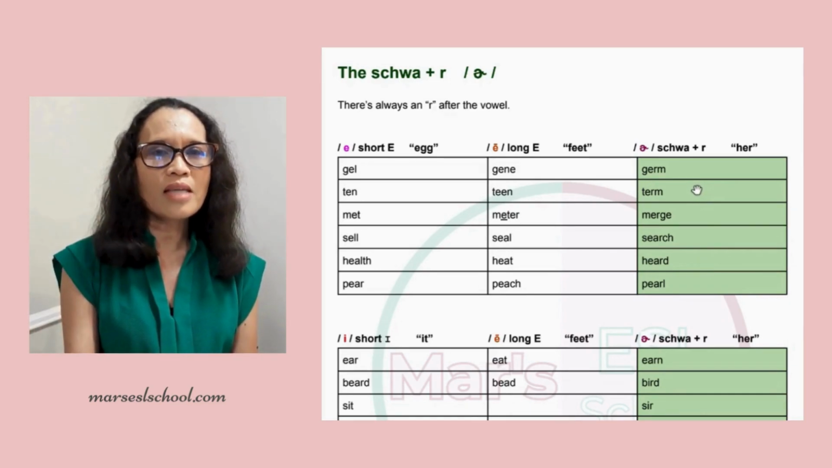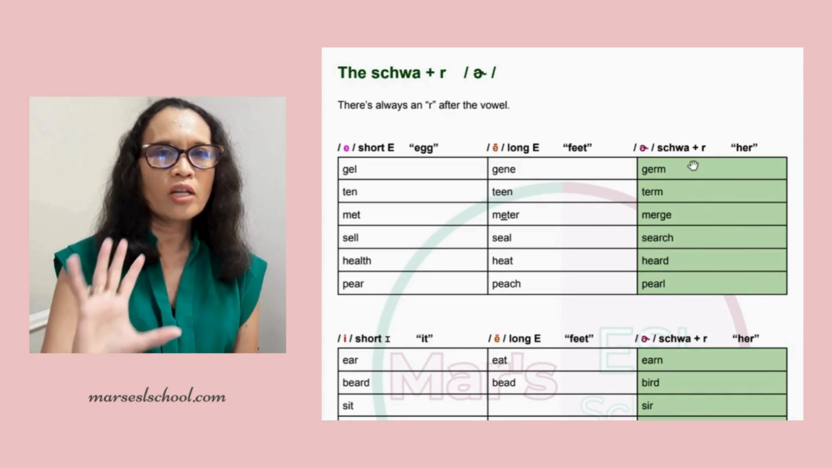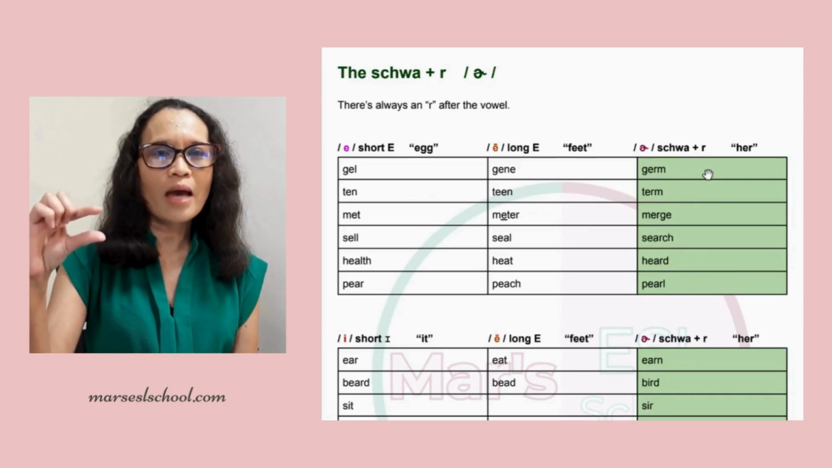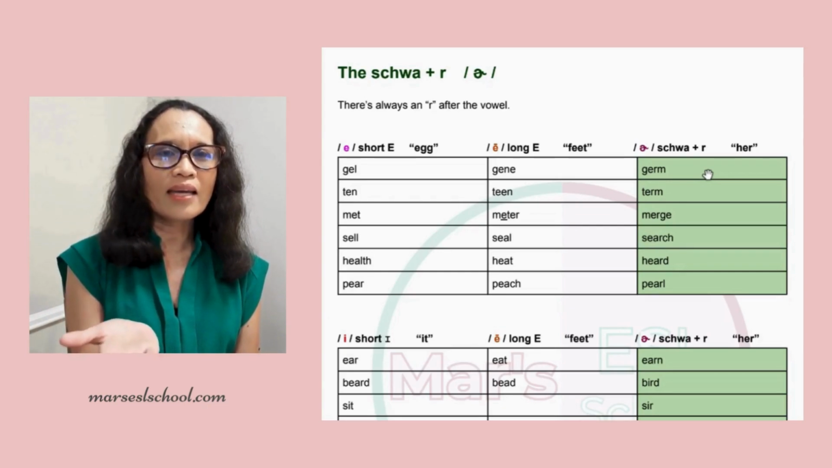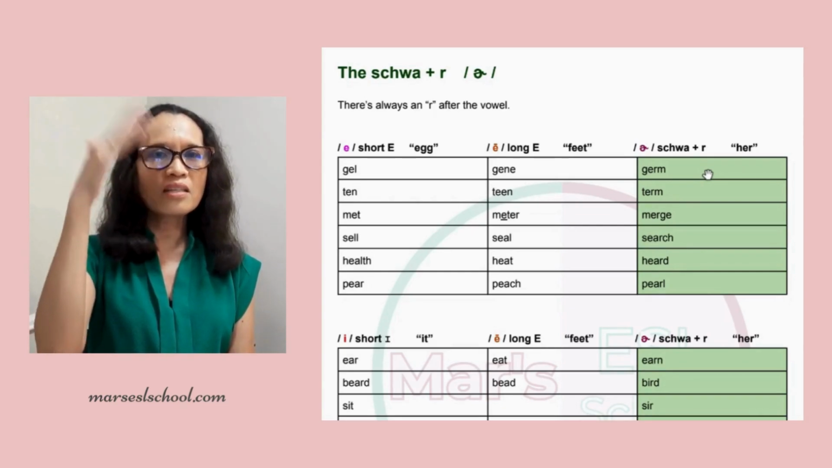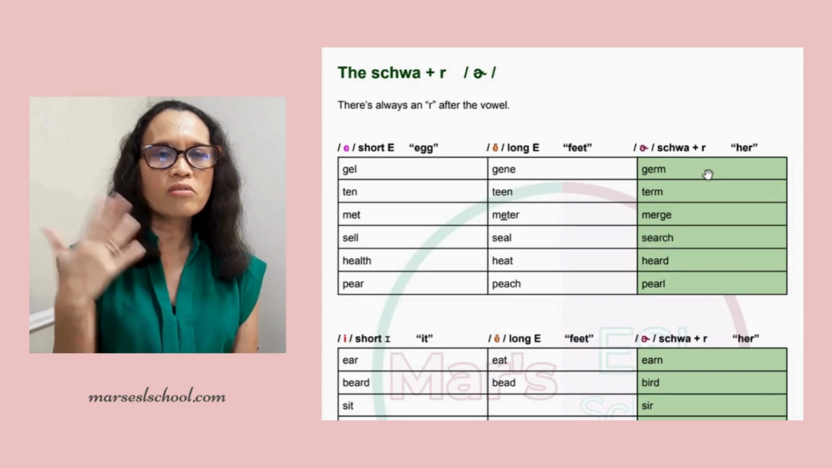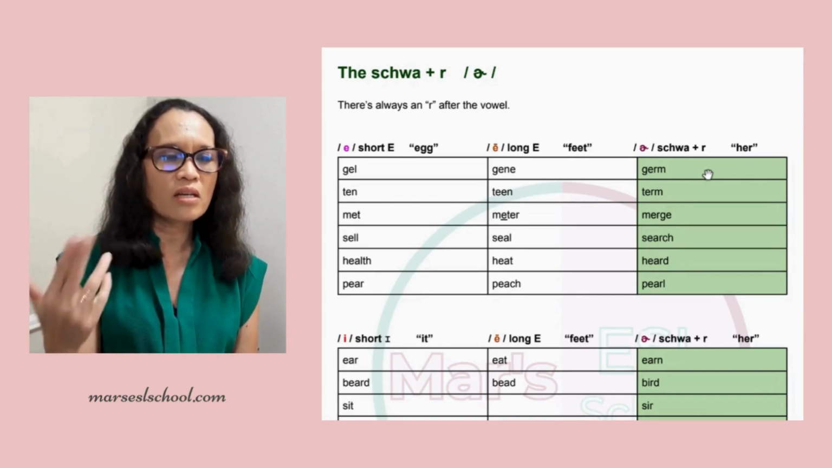So the vowel sound is: your lips are round. There's a wider gap between the teeth. Your tongue is curled inside and it's pointing up and it's not touching anything, and it's also just the sound for the consonant R. Our keyword is her.